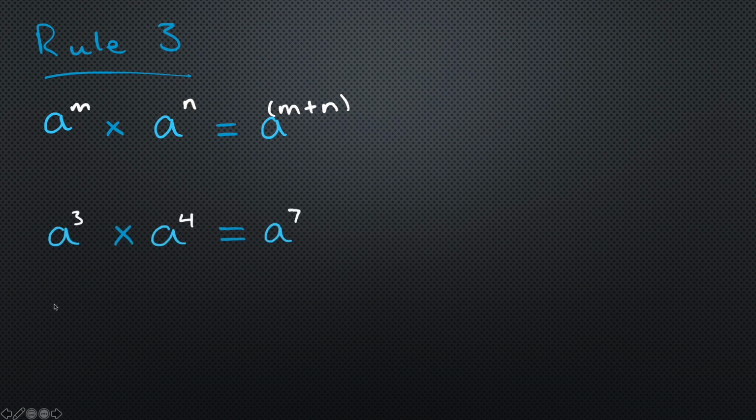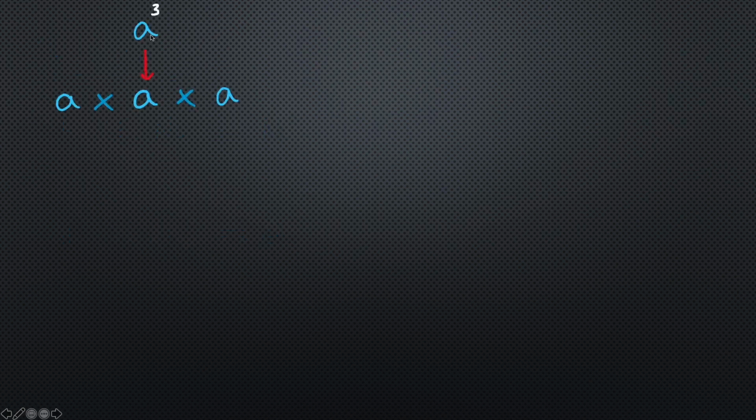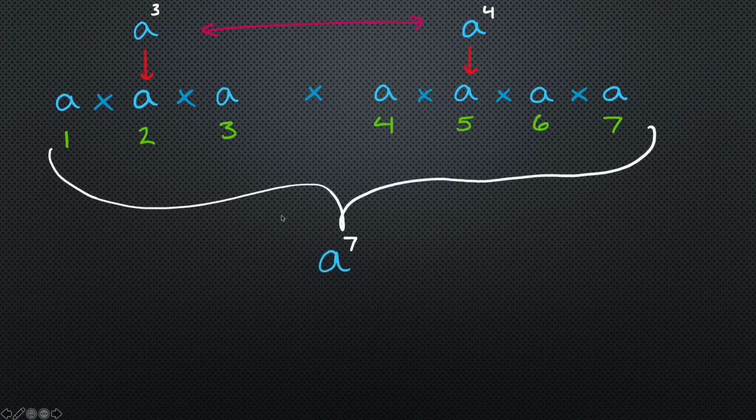So for example, when we have a to the power of 3 times a to the power of 4, we can just add the powers to get a to the power of 7. And why this works is we know a to the power of 3 is just a times a times a, and a to the power of 4 is just a times a times a times a. So when we have these multiplied together, we just have 3 a's multiplied by another 4 a's, which leaves us with a to the power of 7.